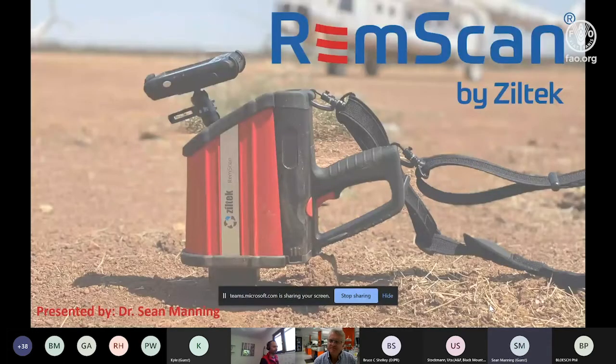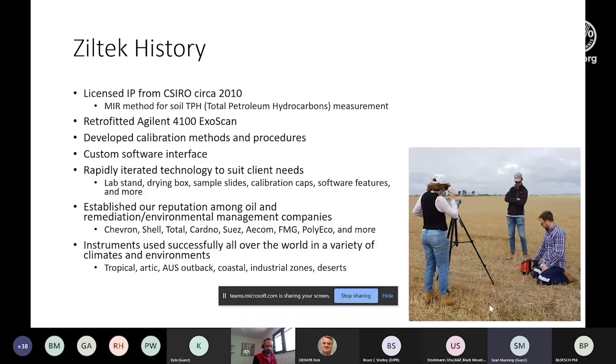Thank you. Okay. So I've got a different background here to pretty much everyone, I'd say, because although we're doing MIR, our application has so far at least been looking at oil contaminated soils. So just to give a bit of background, Ziltec licenses some IP from CSIRO that was generated by Les Janik and Mike McLaughlin and co. back in about 2010, and it was a MIR method for soil TPH, so that's total petroleum hydrocarbon measurements.